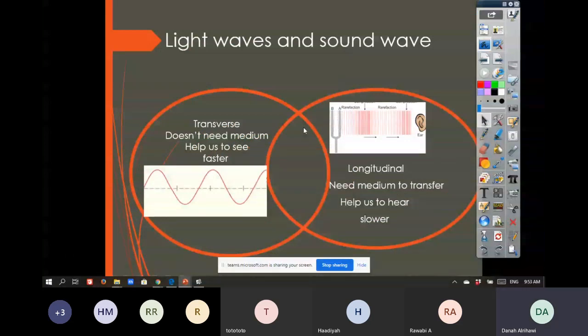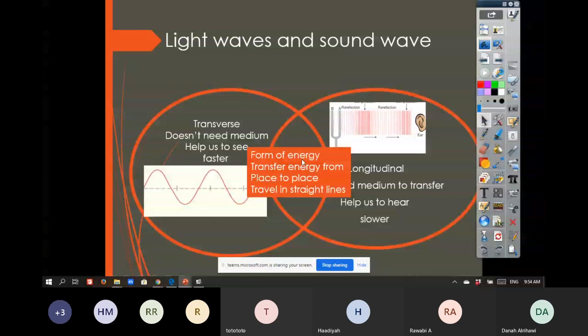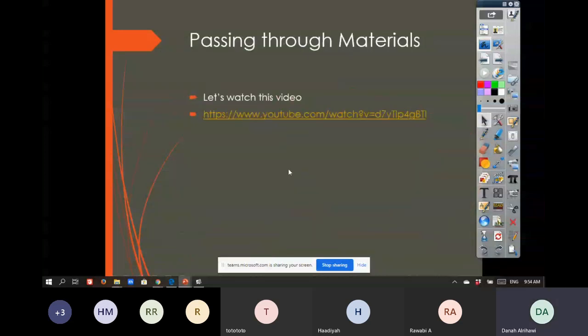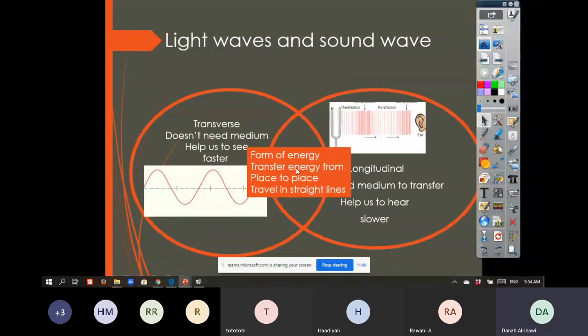Now, when I compare, I talk about the things that are different, and I want to contrast. This is the contrast, how they are different. I want to talk about the compare, what is common between them. Both of them are forms of energy. Both of them transfer energy from place to place. Both of them travel in straight lines. What do we call these straight lines? Wave. But they have different types of wave. Is it clear?